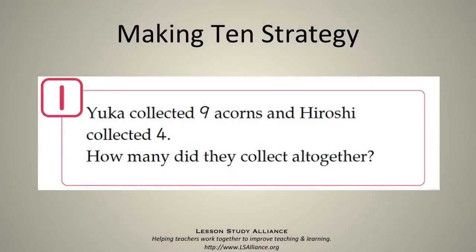So, for example, again, it begins with a concrete situation, right? Yuka, it's a Japanese kid's name, collected 9 acorns, and then Hiroshi collected 4. How many did they collect? Of course, you can count on: 9, 10, 11, 12, 13. Oops, too much. Kind of like that. You can rely upon your fingers, right? But it's tedious.